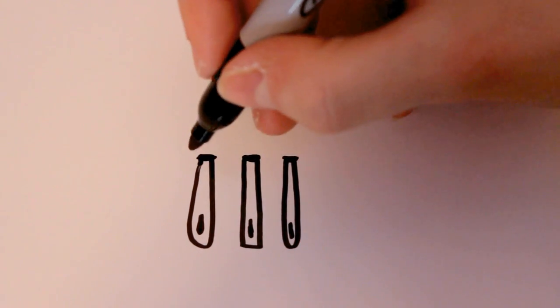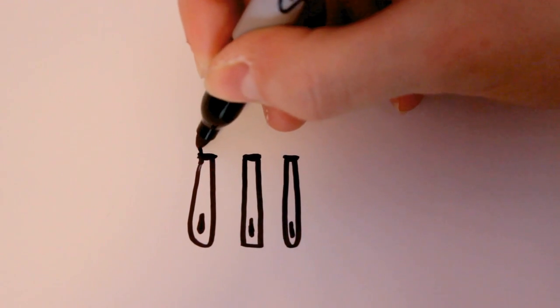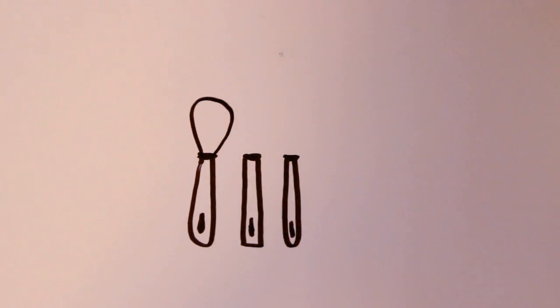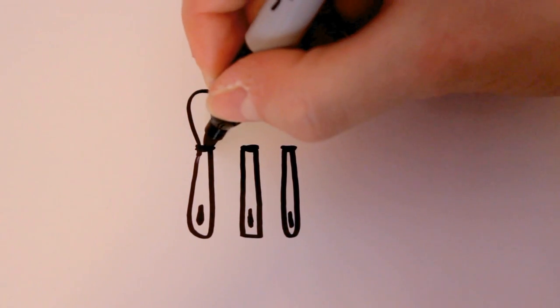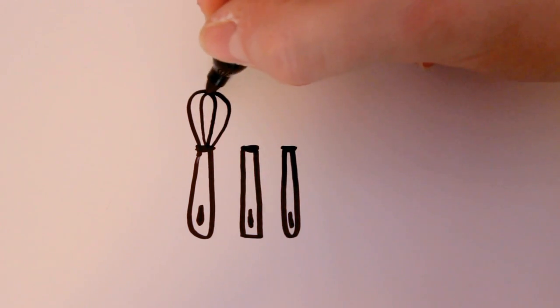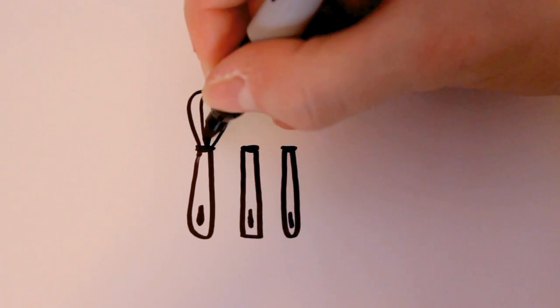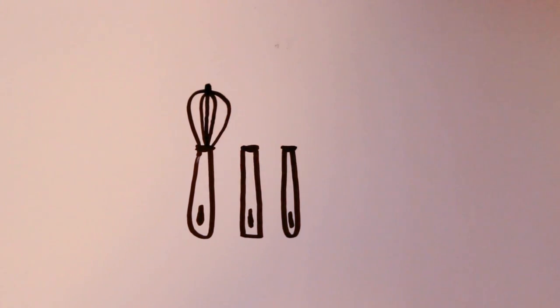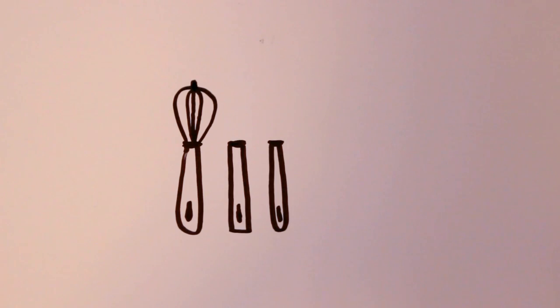And then for the whisk, which is going to be the first one, I'm going to draw a shape of a whisk at the top there. But then to draw the inside, I'm just going to draw a teardrop shape that touches the top but doesn't go through it, and then I'm just going to draw a straight line right through. And for the top, I'm just going to draw a little ball there. And there you have your whisk.